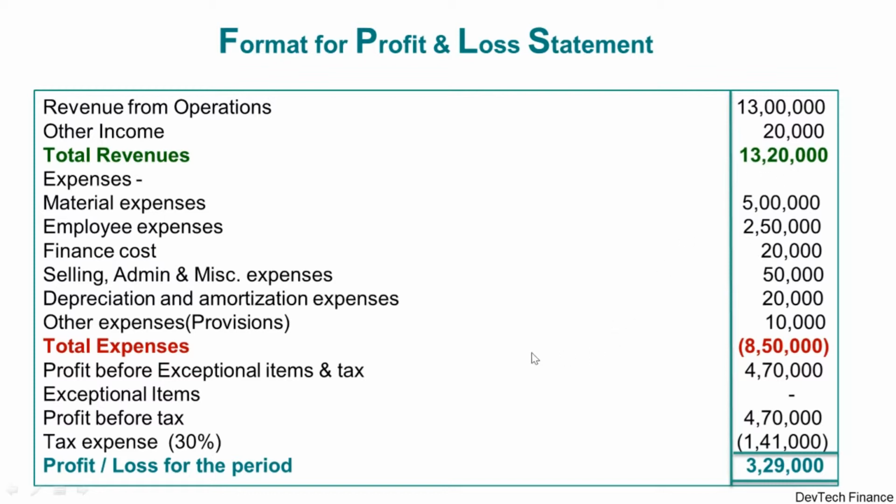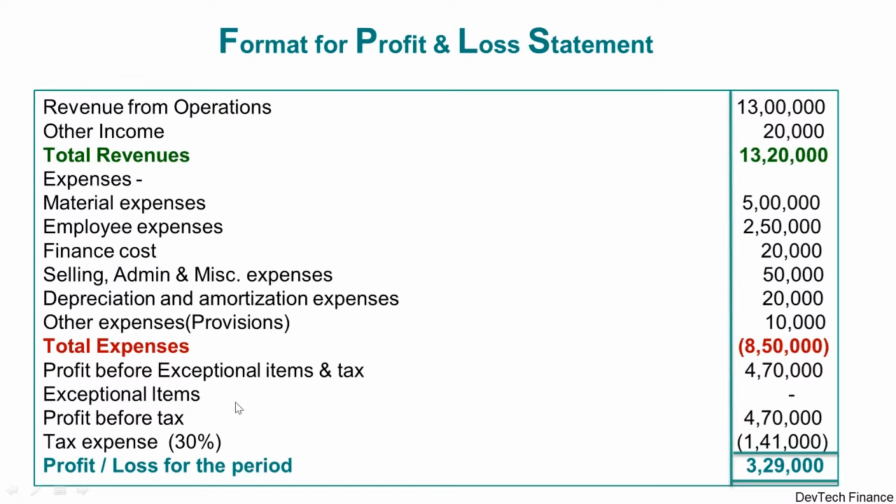So this is a basic, simple format you can follow for a P&L statement. First you have to record the revenues, then you have to record all the expenses, and after you have calculated all the expenses, you just need to deduct those expenses from revenues, and you arrive at the figure of 4,70,000. This would be profit before exceptional items and tax.